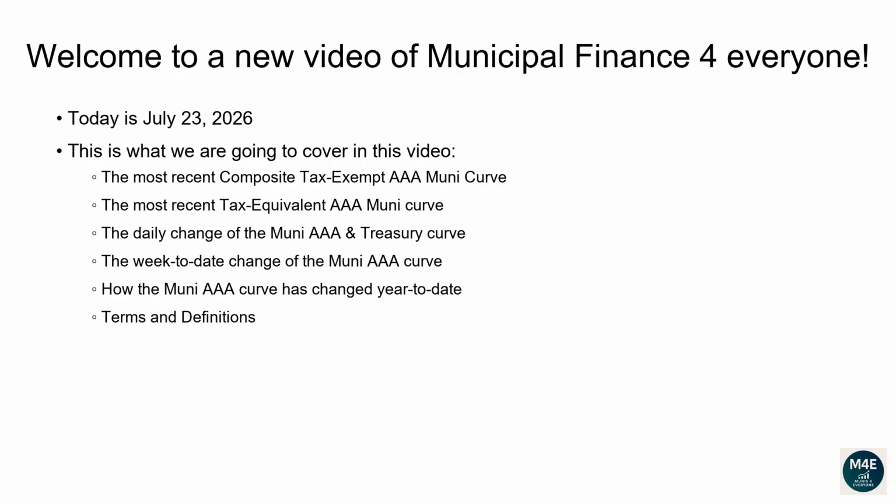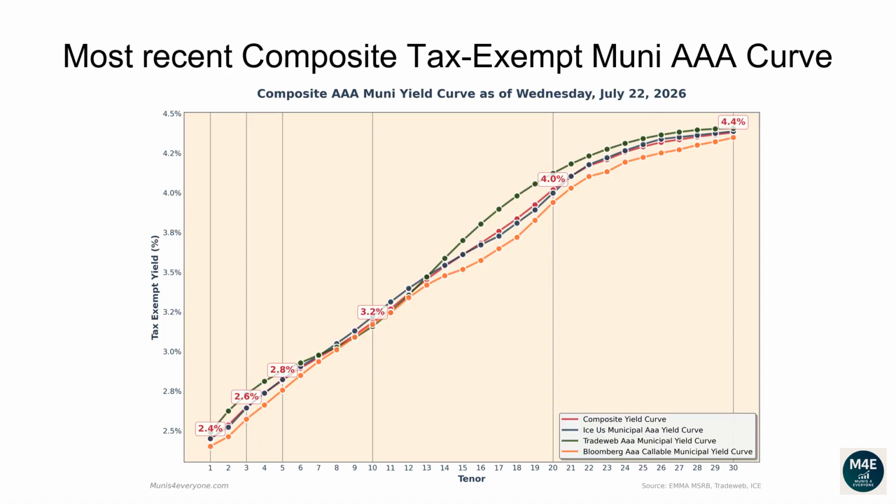Terms and definitions. Let's go over the most recent composite tax-exempt Muni AAA curve. The following composite tax-exempt yield curve is based off the most recent ICE, TradeWeb, Bloomberg yield curves that are available on the MSRB website, plus some proprietary extra adjustments, as of July 22, 2026.